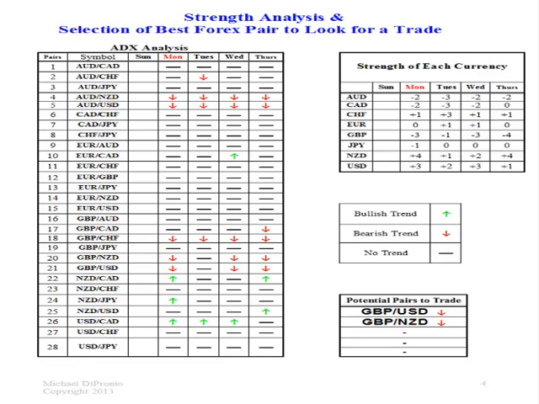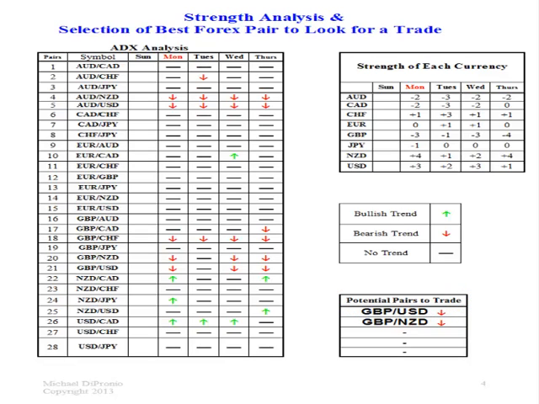We then consolidate the information from the ADX table and note the strength of each currency in the table in the upper right. The strength can range from 0 to +7 for bullish or from 0 to -7 for bearish. And in the lower right-hand corner, we'll list the Forex pairs that may be setting up for a trade.